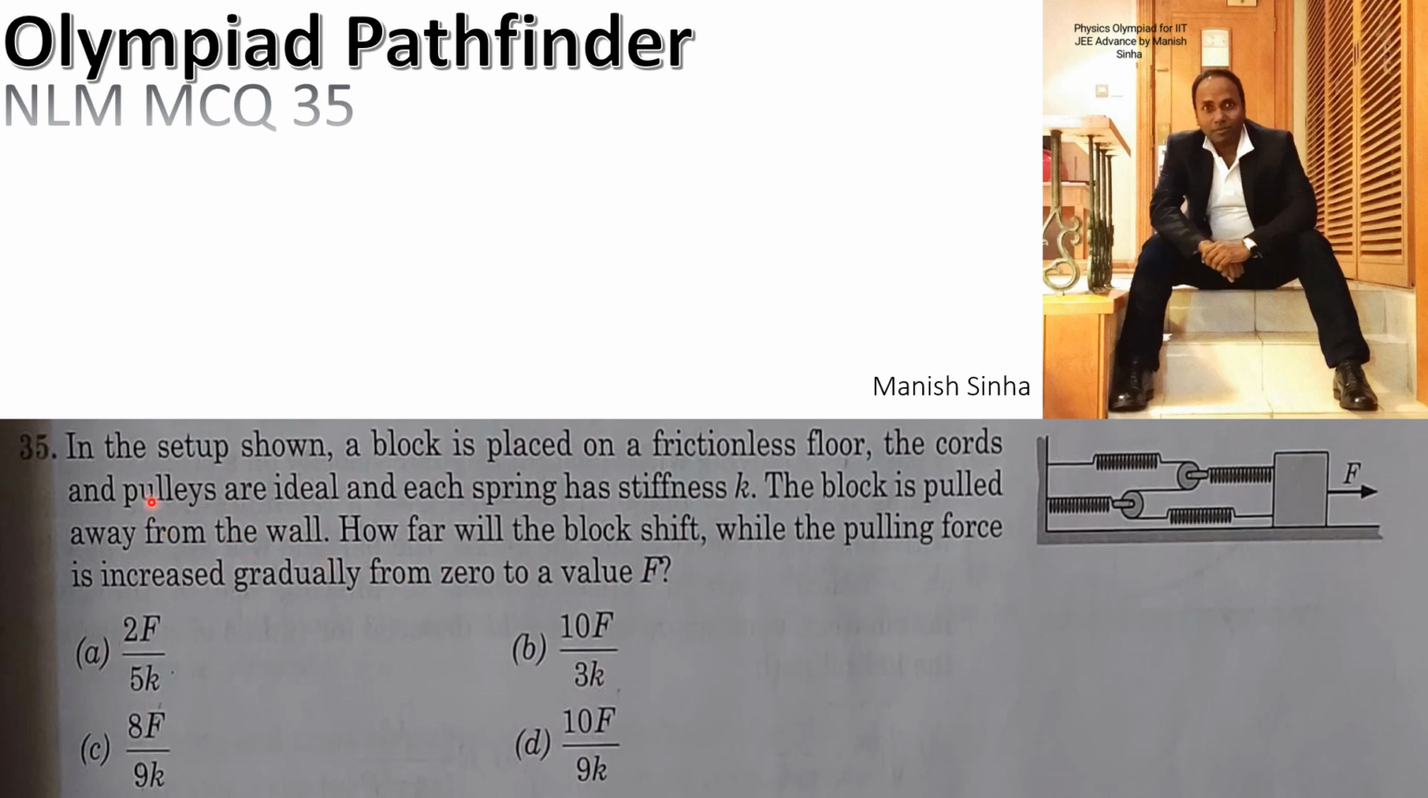So first thing is pulleys are ideal, means pulleys are massless and frictionless. Cords are ideal, means cords are massless and inextensible. The applied force is increased gradually from 0 to a value F, means all the time the whole system is in equilibrium, means there is no acceleration of the block. Only it is shifting but without any acceleration.